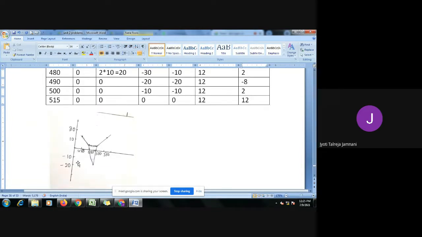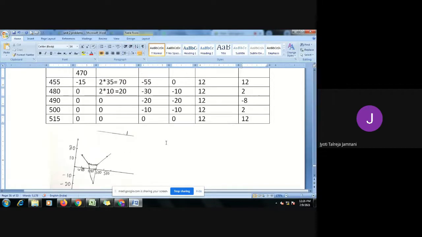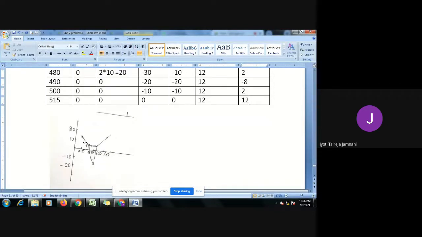Here now this part I have to remove. This line doesn't come, so I've scratched it. The graph is like this. This is the V shape that we get. So at 455, the gain is 12 rupees. Between 10 and 20, I'm showing a gain here. Then at 480, the gain is 2 rupees. So here 480, 2 rupees gain.